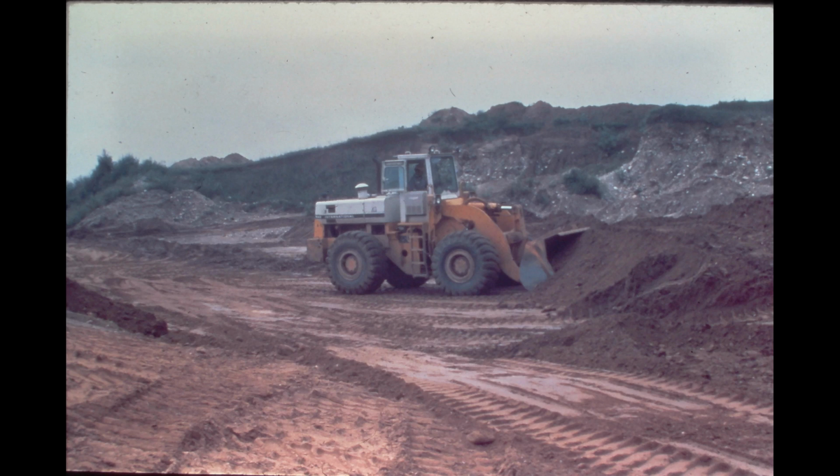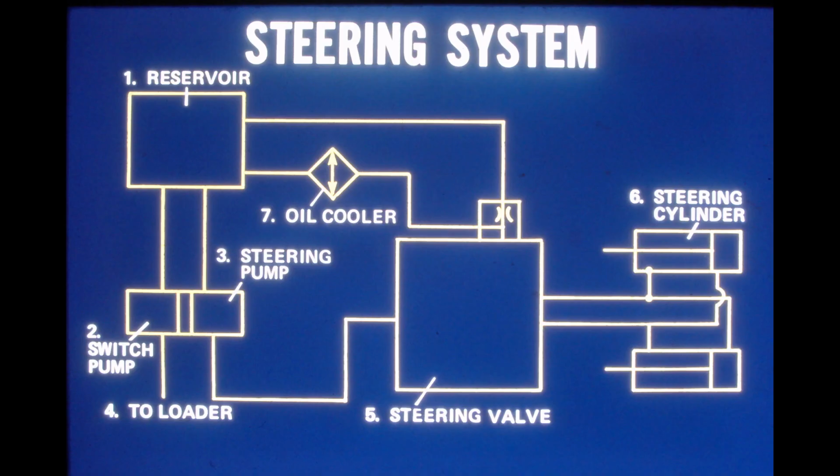Let's first take a look at how the steering system works. Shown here is a simplified schematic of the steering system. An ISO schematic listing flows and pressures can be found at the back of the training guide. Oil from the reservoir flows to the steering pump and the switch pump. The steering pump provides oil flow to the steering control valve.